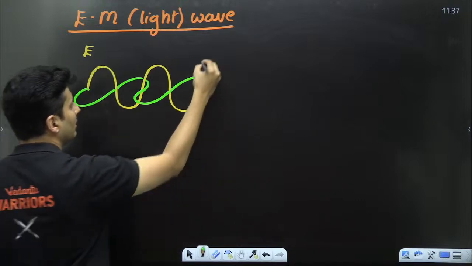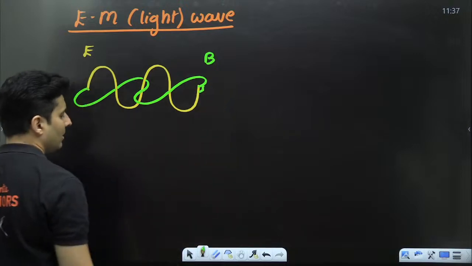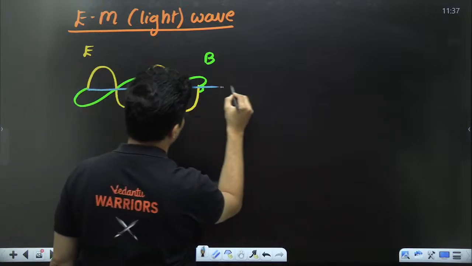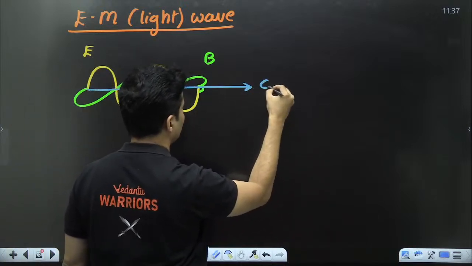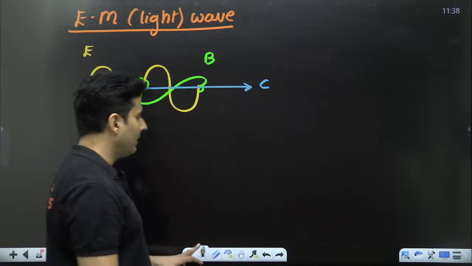Okay, this is the magnetic field. Both of them are basically perpendicular to each other. Please keep that in mind. And the light wave as such, the direction of propagation is like this. This is an electromagnetic wave.